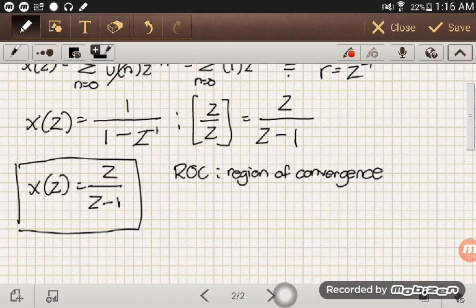So how do you get the region of convergence? Your region of convergence is where your denominator or your signal does not become infinite. How does it not become infinite? For your case, my rule of thumb is, for a right side transform, to get your region of convergence, take what's in the denominator. So your region of convergence is absolute value of Z greater than 1.